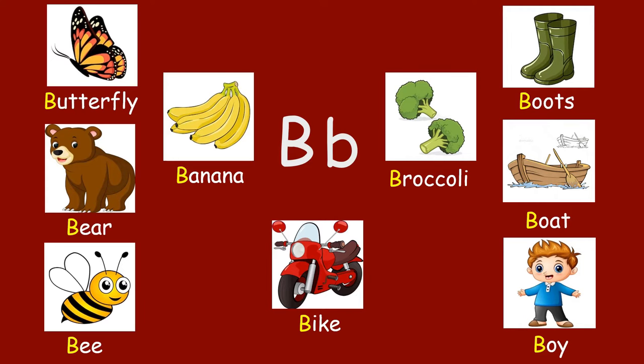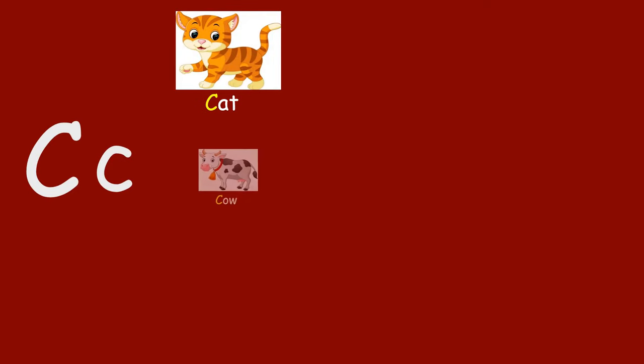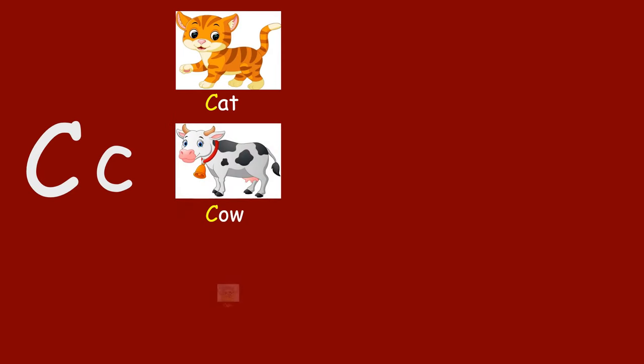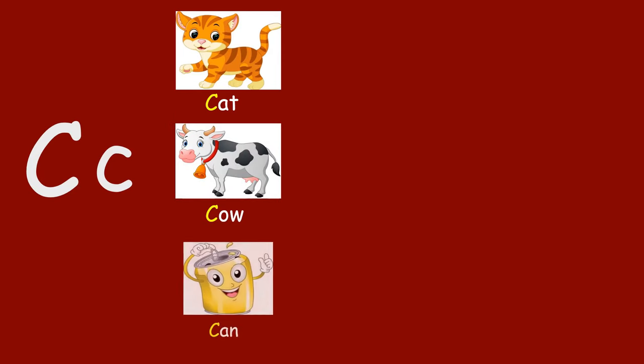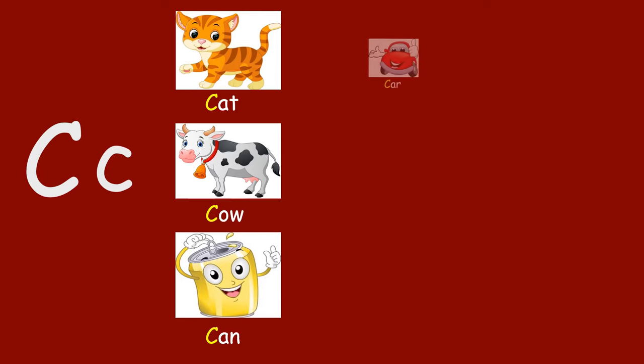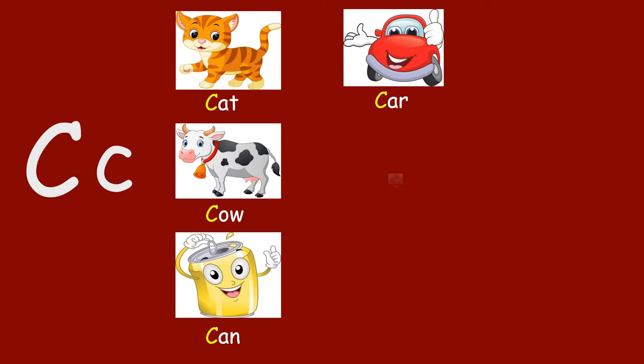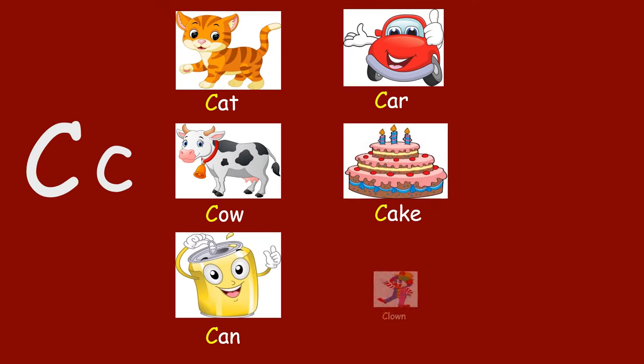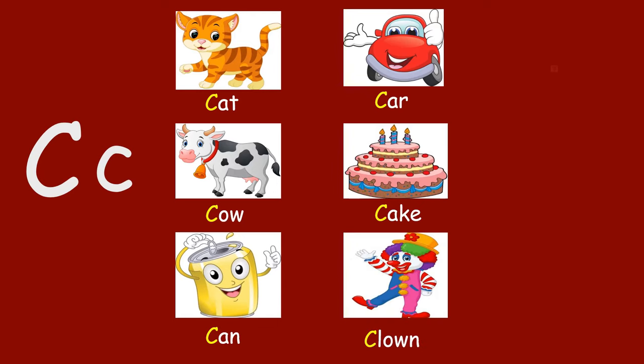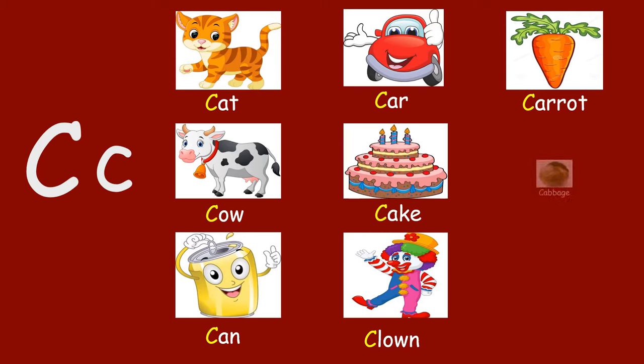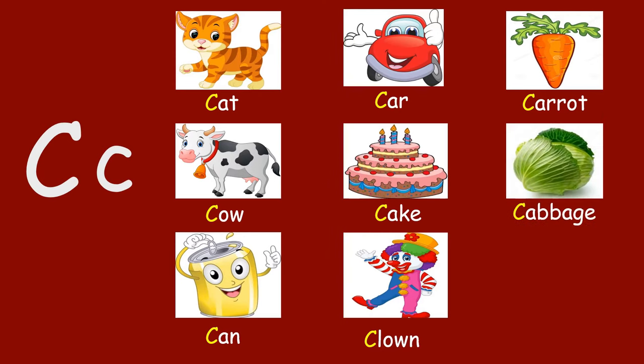The next letter is C. Sound of C is K. K. Cat. Cow. Can. Car. Cake. Clown. Carrot. Cabbage. Clouds.